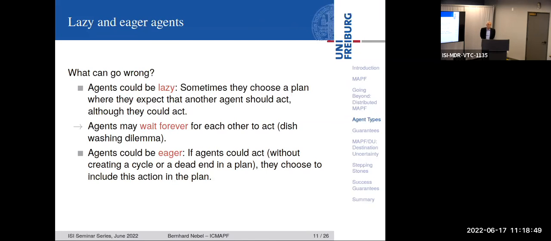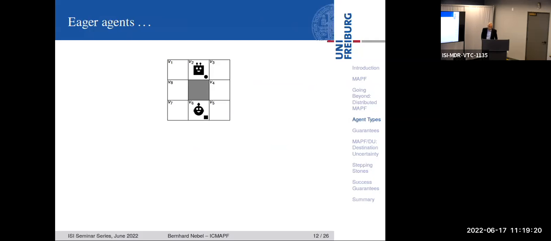Of course, you can say, well, we don't want to have lazy agents. We want to have eager agents, agents that always act when they can. So when they make a plan, if it's possible, they act on it with the first action. Okay, is that a good idea? Well, these deadlocks can be avoided, but the problem is that eager agents can do stupid things.